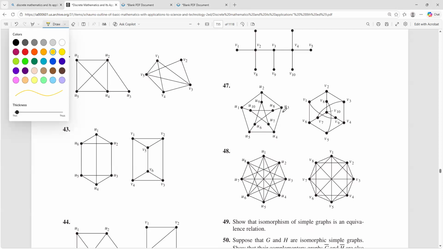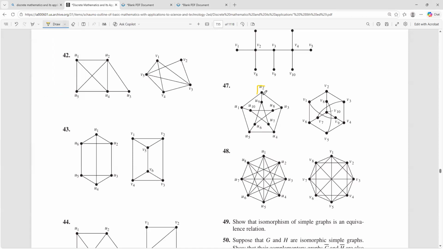I don't want to lie and say I know a strategy. It's mostly just experimentation when it comes to these types of questions, trying to see what matches. For example, we could say U2 is V2. That means U2 is connected with U3, V3.